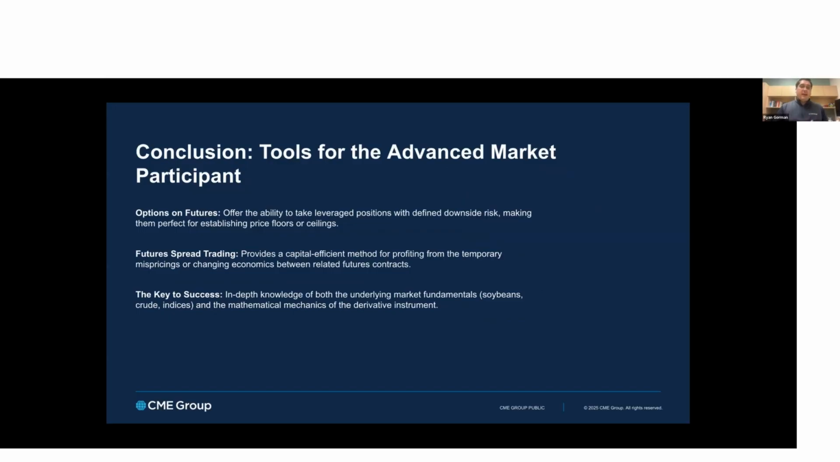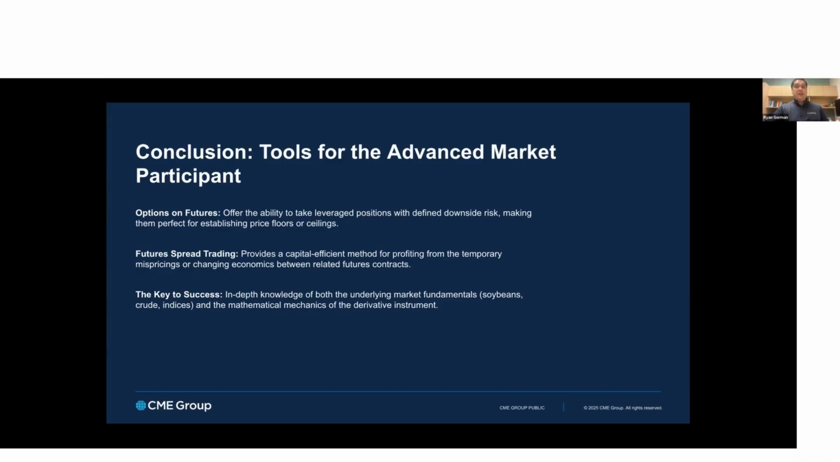So to conclude and wrap things up: options on futures, what do they do? Options on futures offer the ability to take a leveraged position with defined downside risk, making them very effective for establishing price floors or ceilings. Futures spread trading provides a capital efficient method for profiting from temporary mispricings or changing economics between related futures contracts. So again, that's, hey, I think that the S&P is going to outperform the Nasdaq for the rest of the year.